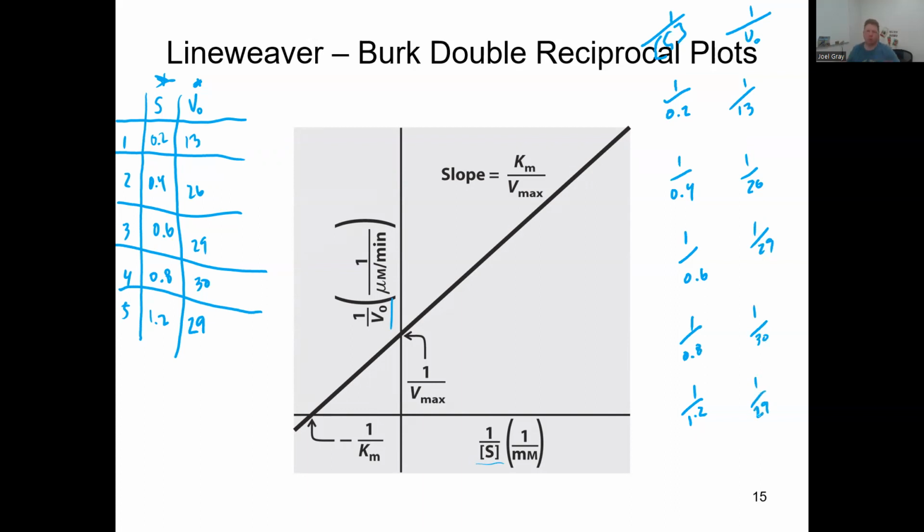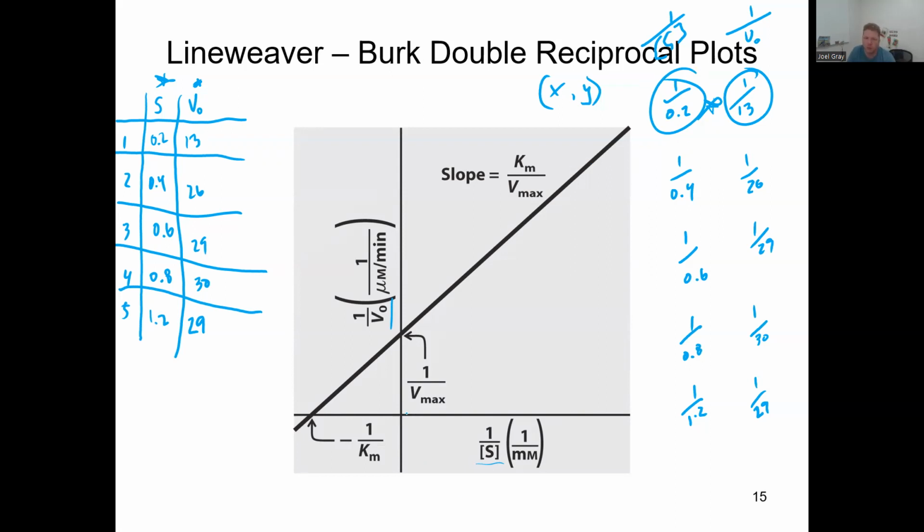And again, what's important to know about those numbers is that I just kind of made them up. It doesn't really matter what those numbers are. The key is whatever your substrate concentration is, you get the reciprocal of it. Whatever your velocity is, you get the reciprocal of it. These two points are your x and your y coordinates respectively. And so you'd plot that.